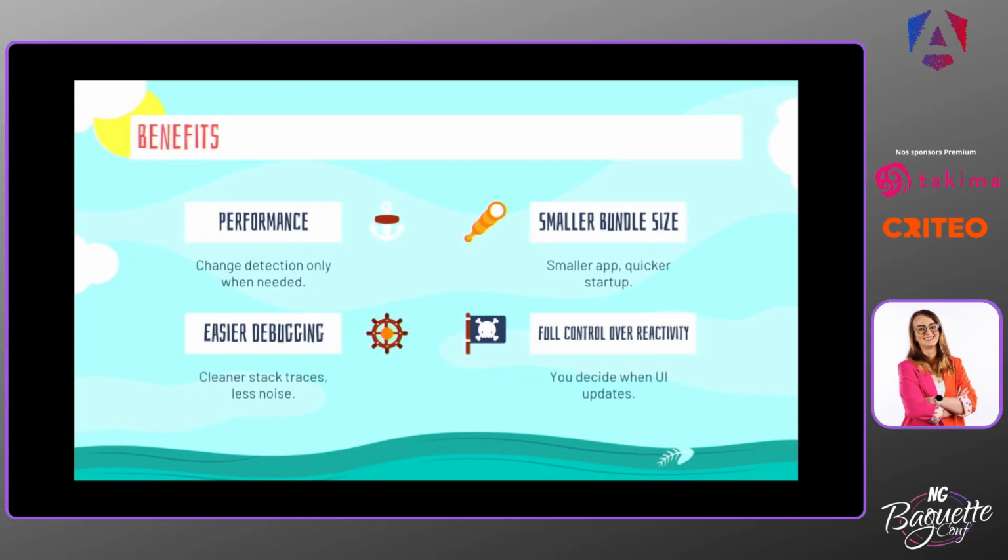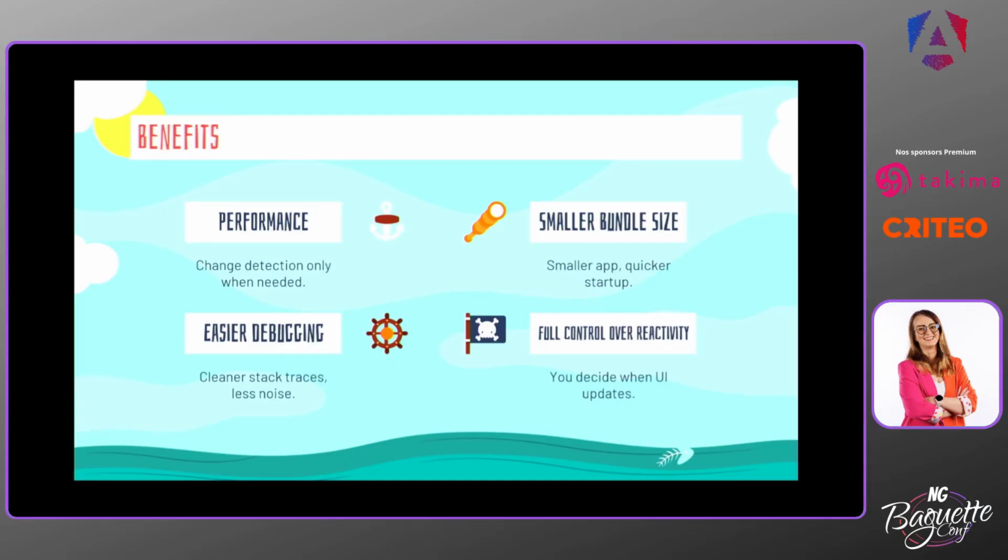The first, the obvious one, the performance. Performance is better because we don't have all of these unnecessary change detection cycles. Fantastic. Our bundle size is smaller, so initial load is faster, and so on. What's more, we have easier debugging. We don't have all of this Zone.js pollution there.